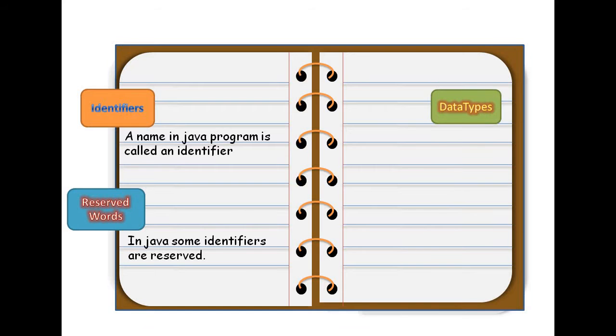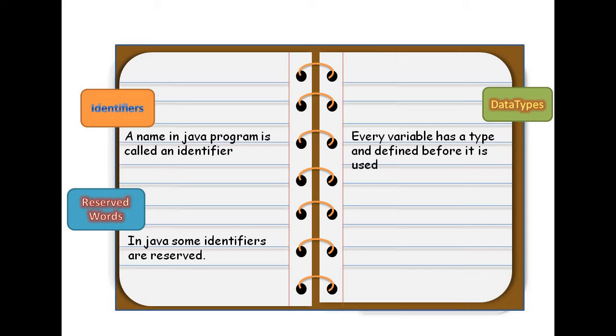Next one is data types. Every variable has a type, and it is defined before it is used. There are two types of data types. One is the primitive data type, another is the composite data type. Primitive data type means numeric, character and boolean. Come, let's go through the video in detail.